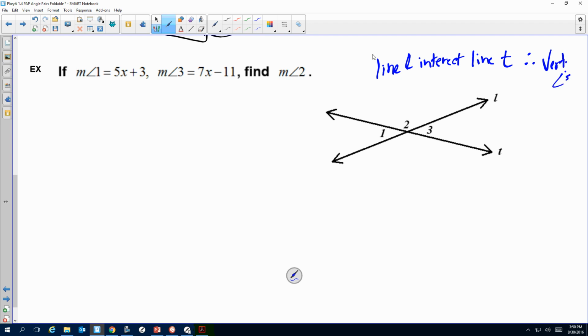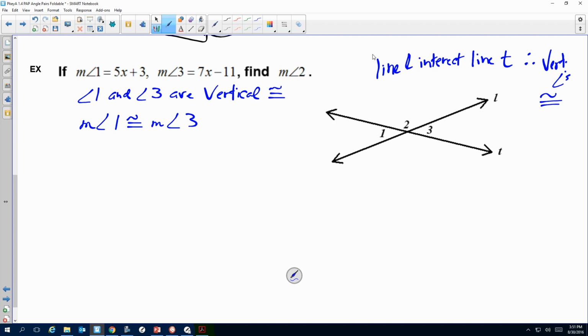So, since you have vertical angles, then you're going to have some type of congruent angles. You've got to identify the ones that are congruent. I'm hoping that you can look right now and automatically see that angle 1 and angle 3 are your vertical angles. Therefore, they're going to be congruent. So I can basically say that the measure of angle 1 will be congruent to the measure of angle 3, which is the same thing as saying angle 1 equals angle 3.